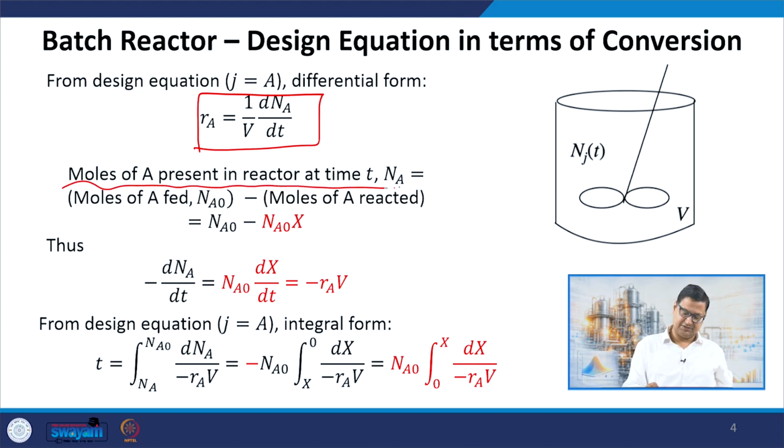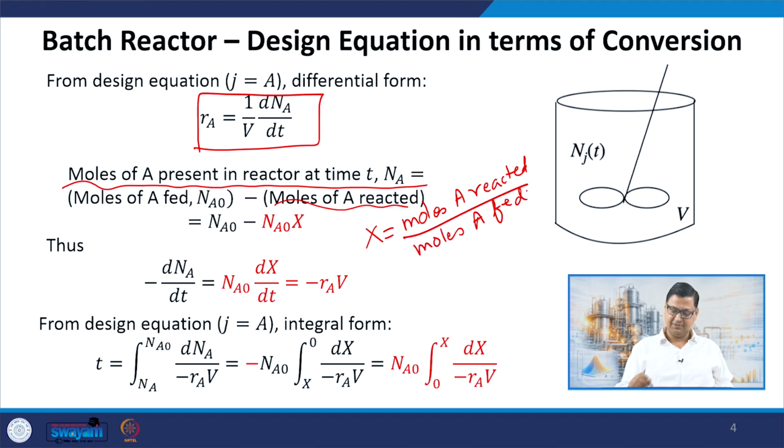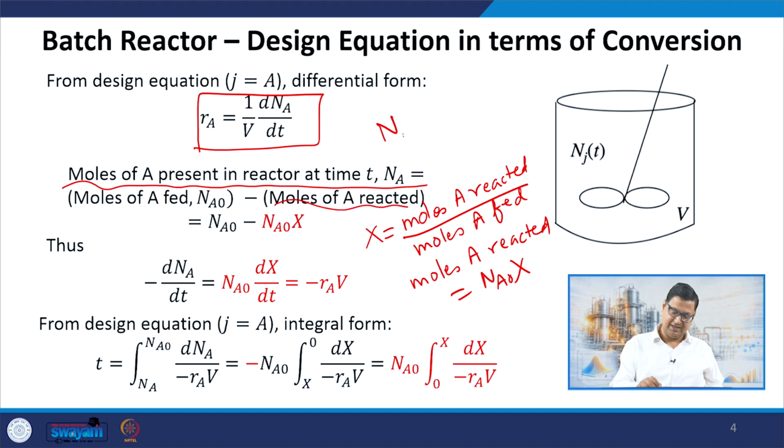and now if I look at the moles of A that is present in the reactor at time t, what is it going to be? It is the moles that we started with, that is Na naught, and the moles which are reacted have to be subtracted from that. And how much is reacted is given by the conversion. So, conversion is defined as moles of A reacted by moles of A fed. Therefore, moles of A fed in this case is Na naught. So, moles of A reacted has to be equal to Na naught into x, right. And therefore, we have simply Na is equal to Na naught into 1 minus x by definition of conversion, right.